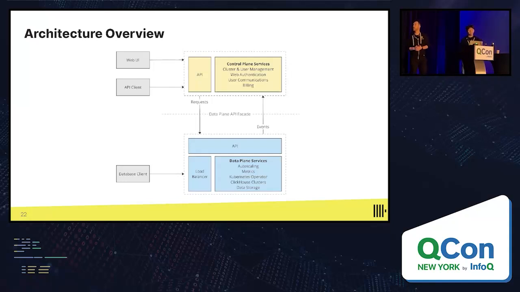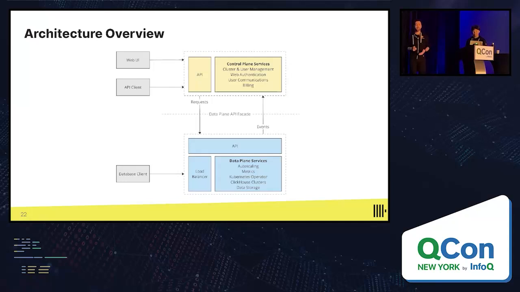Now, when the control plane needs to communicate with the data plane, one example would be when a user wants to provision a new cluster, the control plane has to reach out to the data plane via the API that it exposes. It's just a simple REST API. And the data plane will start working on that provisioning process. Once that's done, it's going to communicate back to the control plane via an event bus and send it an event. The control plane can then consume that event and update its own internal state of the cluster once it's completed, and also inform the user that their cluster is ready for use.